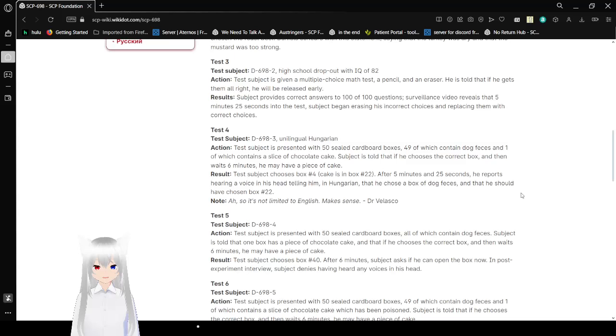Test 3. Test subject D98-2, high school dropout with IQ of 82. Action. Test subject is given a multiple choice math test, a pencil, and an eraser. He's told that if he gets them all right, he will be released early. Results. Subject provides correct answers to 100 of 100 questions. Surveillance video reveals that 5 minutes and 25 seconds into the test, the subject began erasing his incorrect choices and replaced them with correct choices.